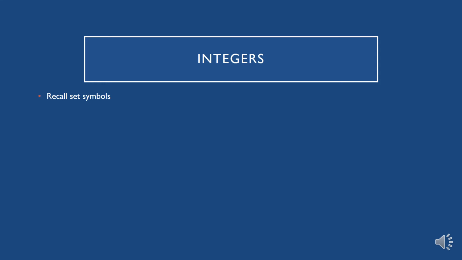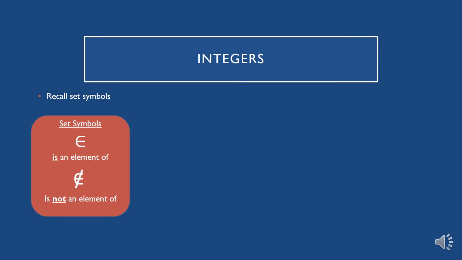Let's recall your set symbols. We saw these when we looked at natural numbers. So we have the one that looks like an E, this means is an element of, and the one that has a line through it means is not an element of, does not belong to a set. So 2 is an element of Z. 2 is an integer. It is a whole number, it is positive. Minus 256 is an element of Z. It is a whole number, it is negative. 1000 is an element of Z.